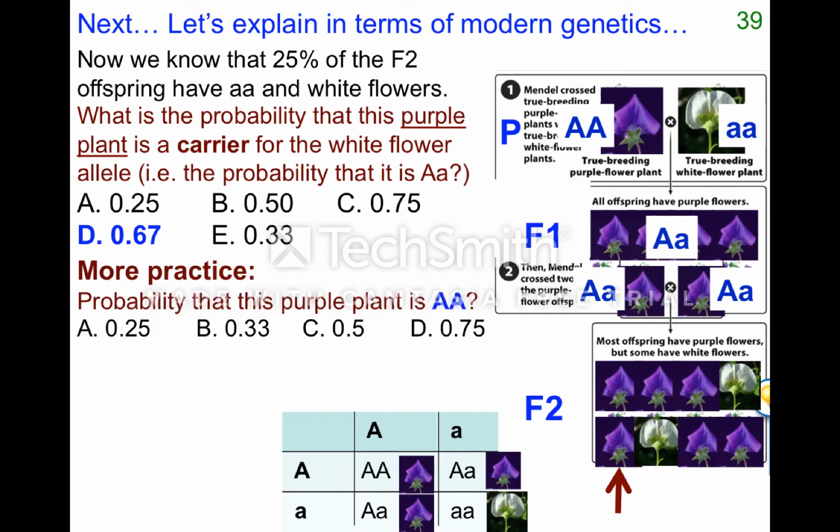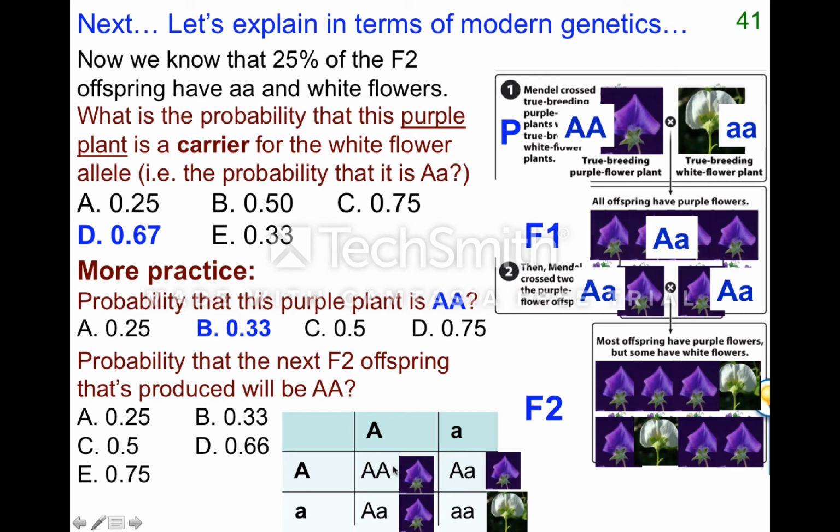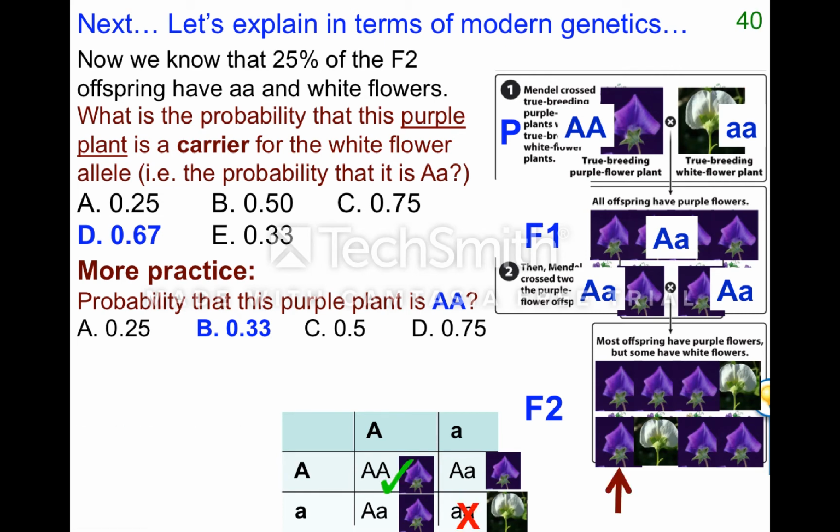Here's a little bit more practice. What's the probability that this plant here, once again this purple flowered plant, is big A, big A? Pause now. Hopefully more of you have gotten this one right. The answer is 0.33, because once again, having already grown up, we know this plant does not have white flowers. It cannot be small a, small a. Therefore, only one of the 3 remaining possibilities is big A, big A. So that gives us 1/3.